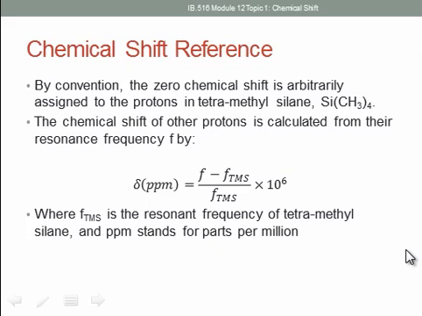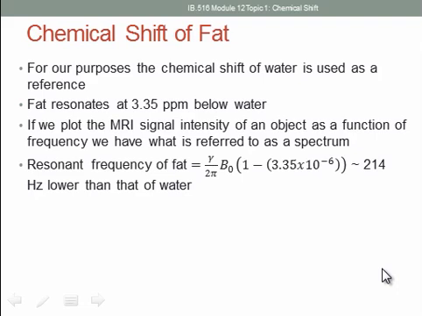So what is the reference then? How do we say what is zero chemical shift? Well, the spectroscopists have historically used tetramethylsilane, TMS, as their reference for 0 ppm, against which all other nuclei are referenced. So for example, even water has a chemical shift of about 4.7 ppm relative to TMS. For fat, we're not going to worry about TMS, we're really just worried about the chemical shift of fat relative to water.